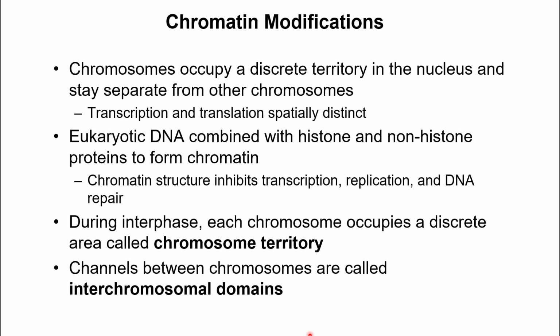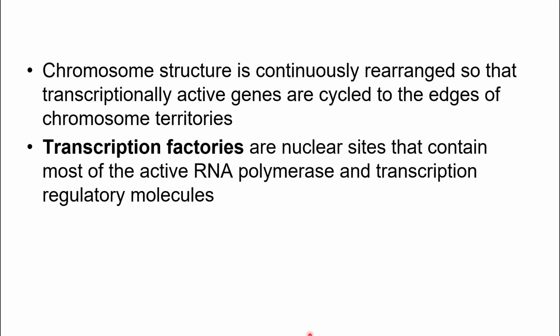So during interphase, our chromosomes are found in their discrete chromosomal territory, and there's small channels between those territories that are called interchromosomal domains. And it's in these domains that we then have what we call transcription factories. So these transcription factories are the sites that contain the most active RNA polymerases, and this is where transcription and regulatory molecules will be housed.